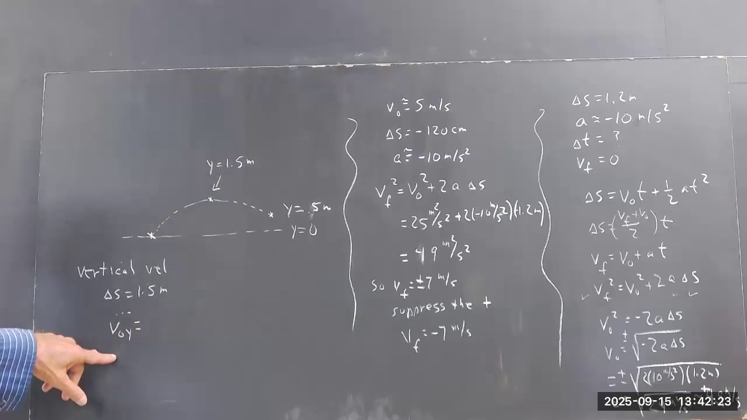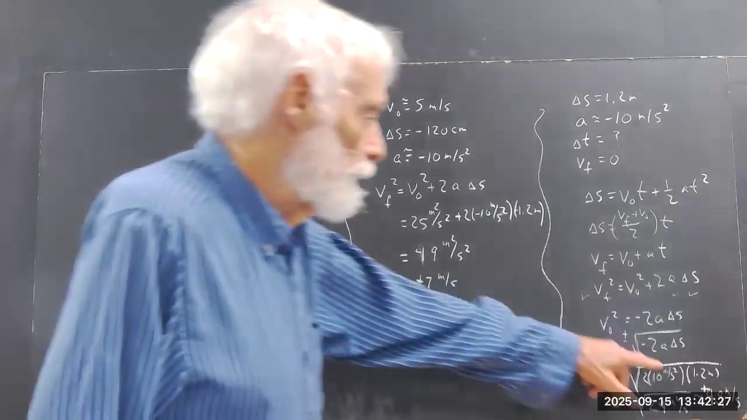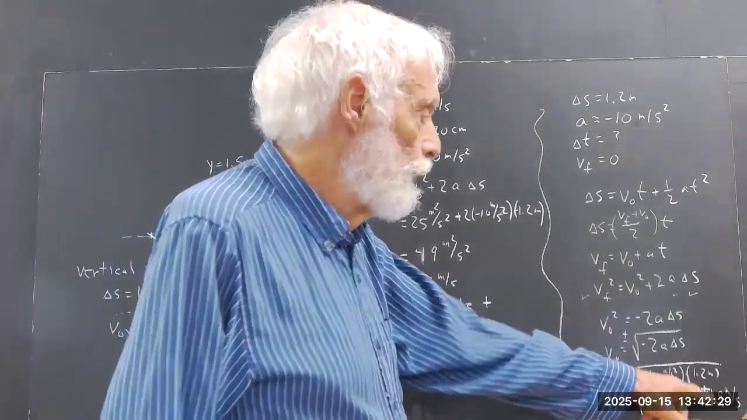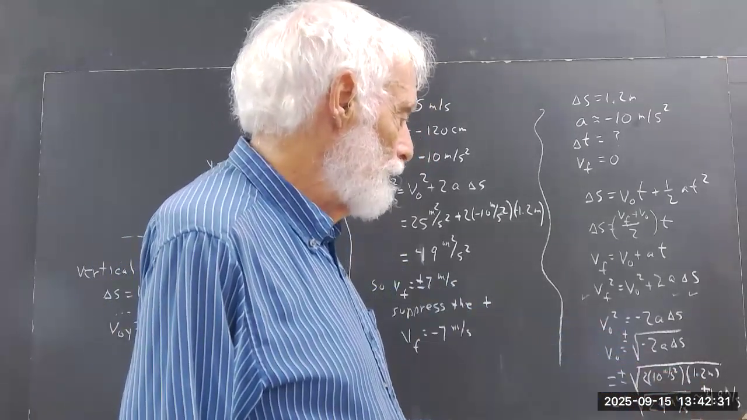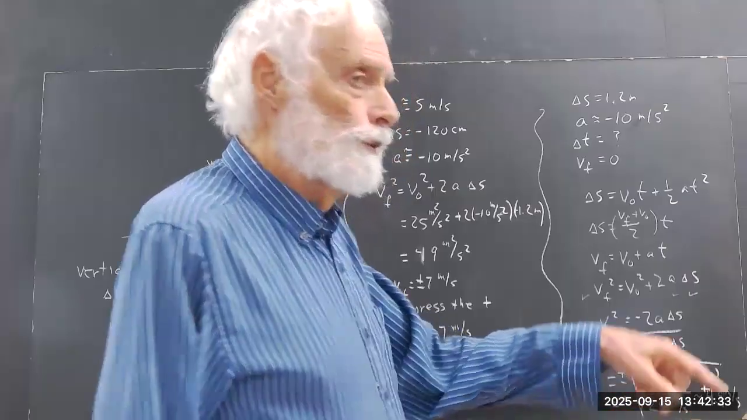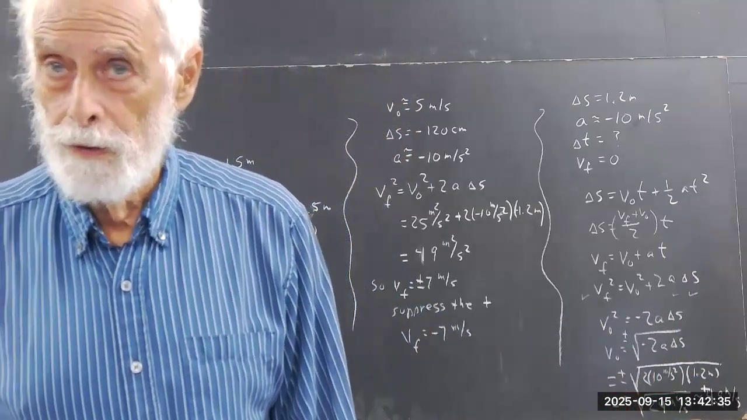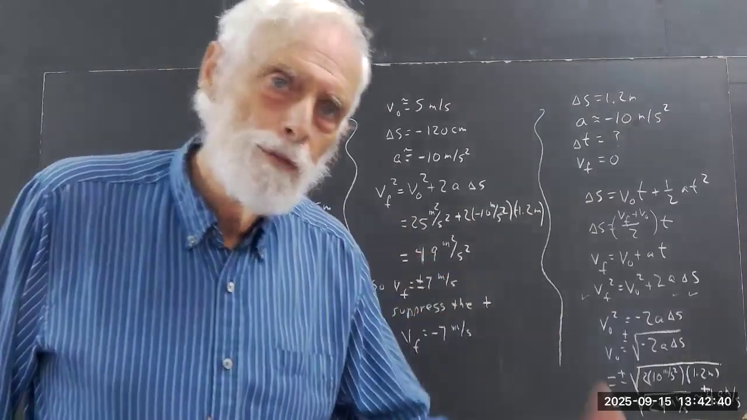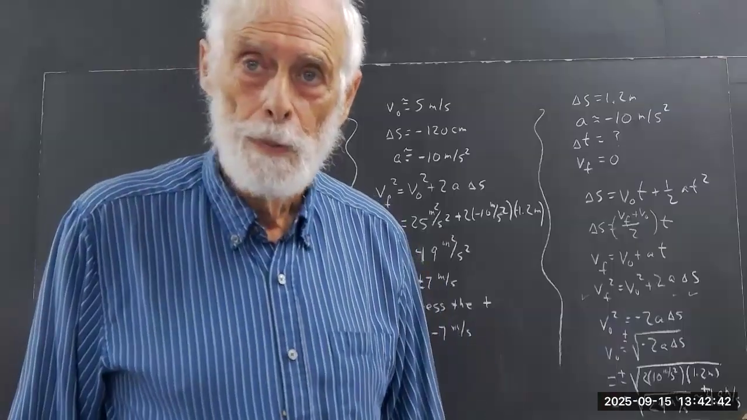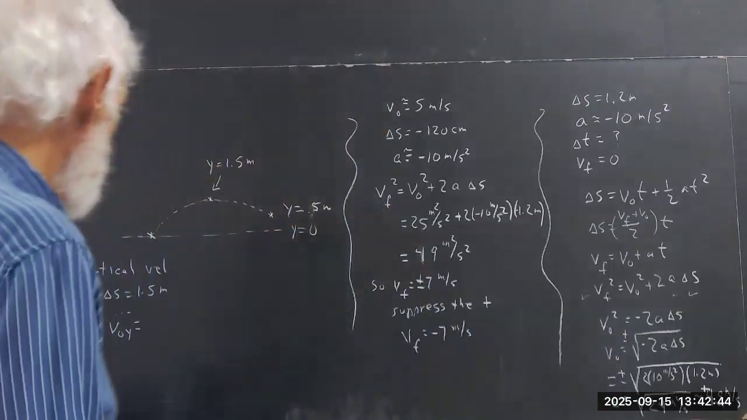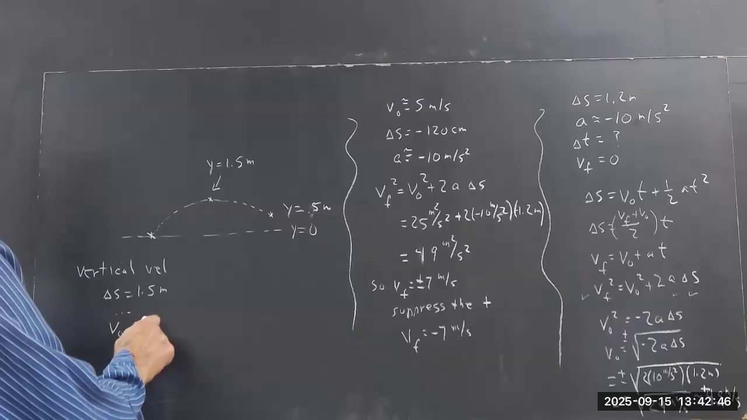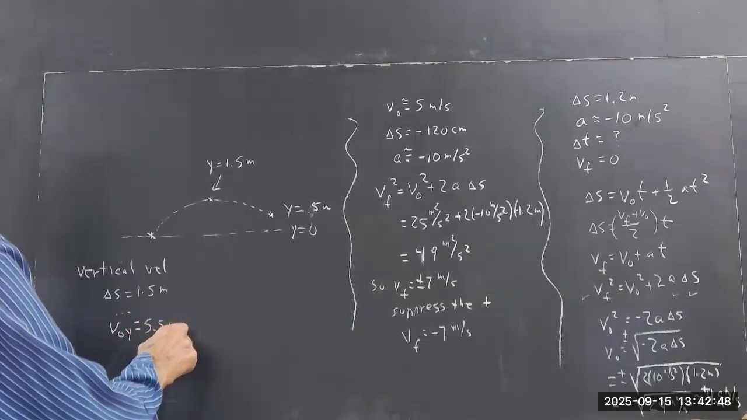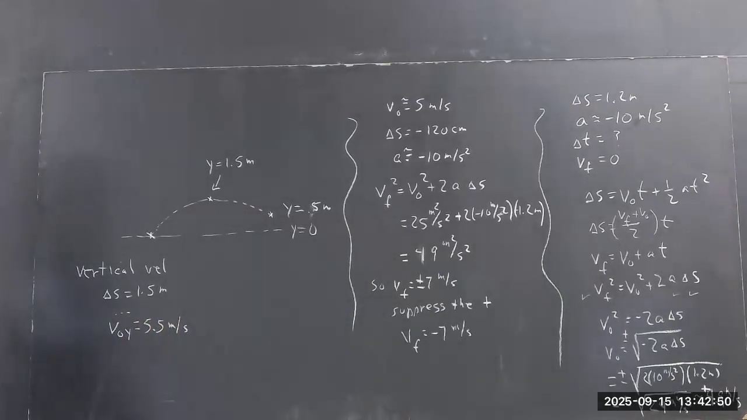So the V0Y is what? Well, here's the calculation I did for 1.2 meters. If I change that to 1.5, I get the square root of 30 meters squared per second squared, which is going to give me about 5.4 or 5.5 meters per second. So we'll just say 5.5 meters per second.